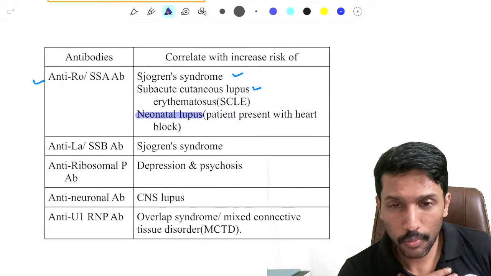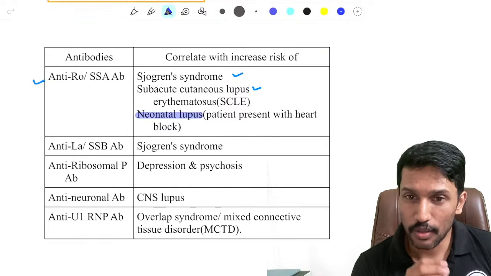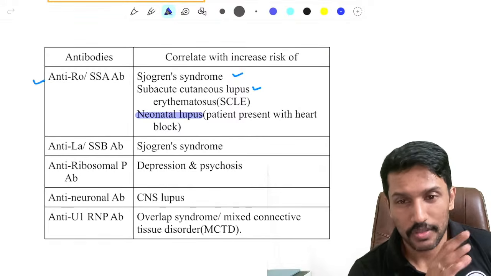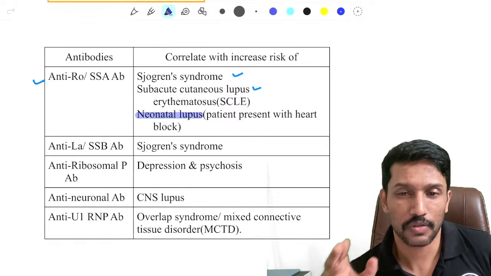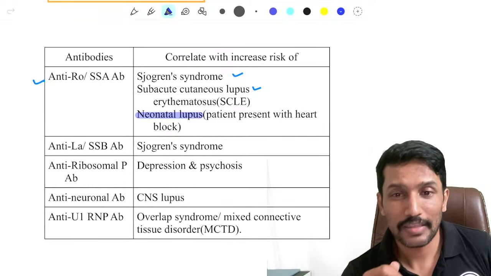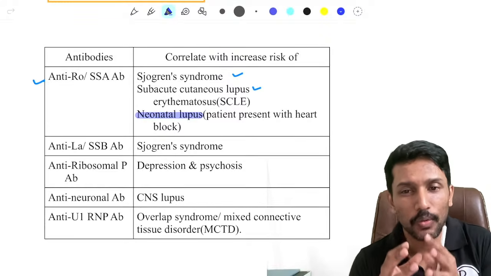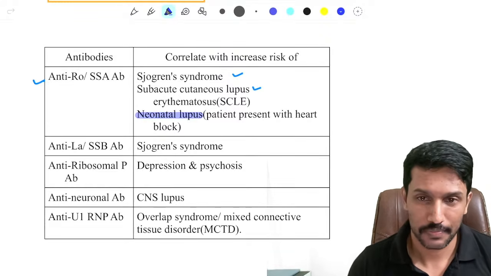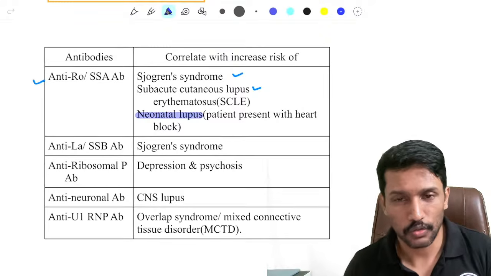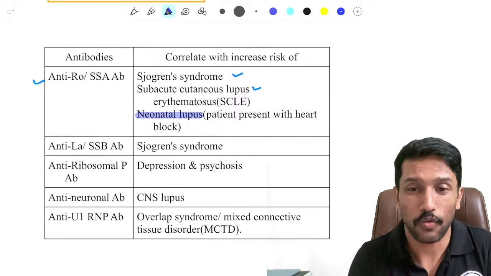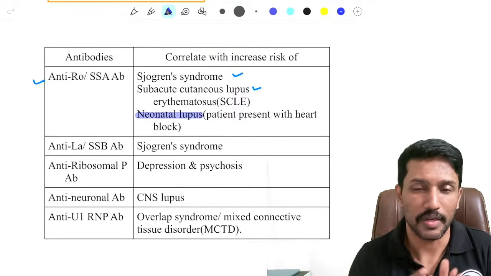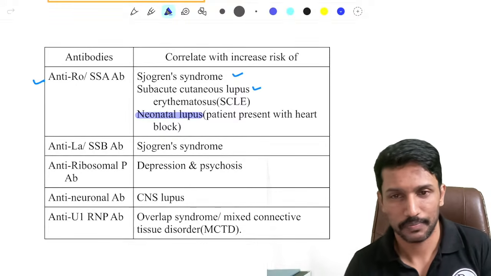Now, the interpretation for me is that if she has these anti-Rho antibodies, these antibodies will have a transplacental transfer to the fetus. And in the fetus, it can cause neonatal lupus. In the fetus, particularly, these antibodies affect the heart, and it can cause heart blocks. The neonate may be born with or will develop heart block in the immediate post-birth period.